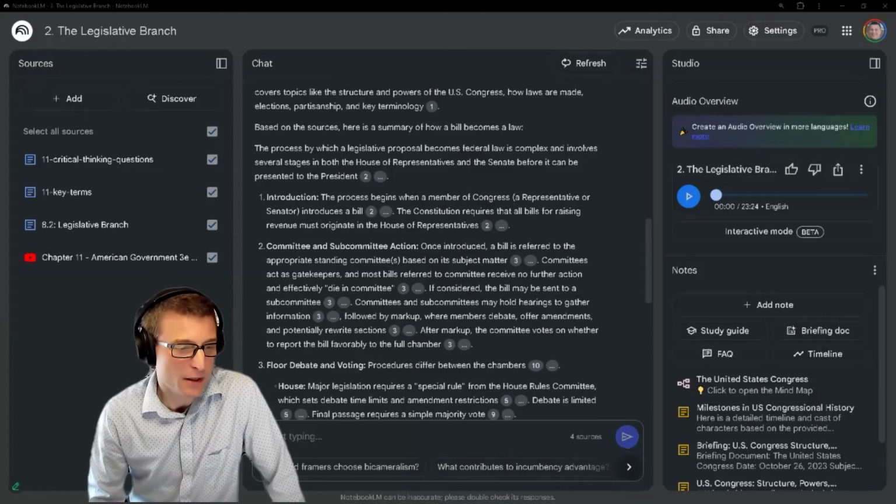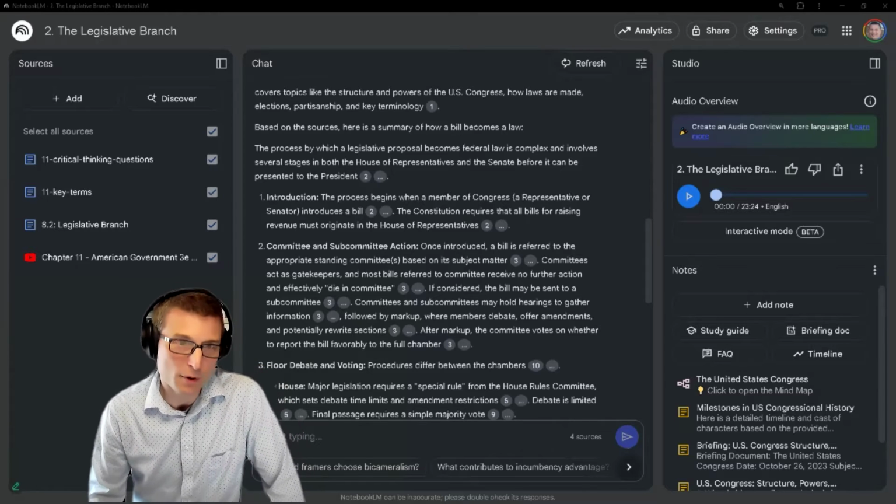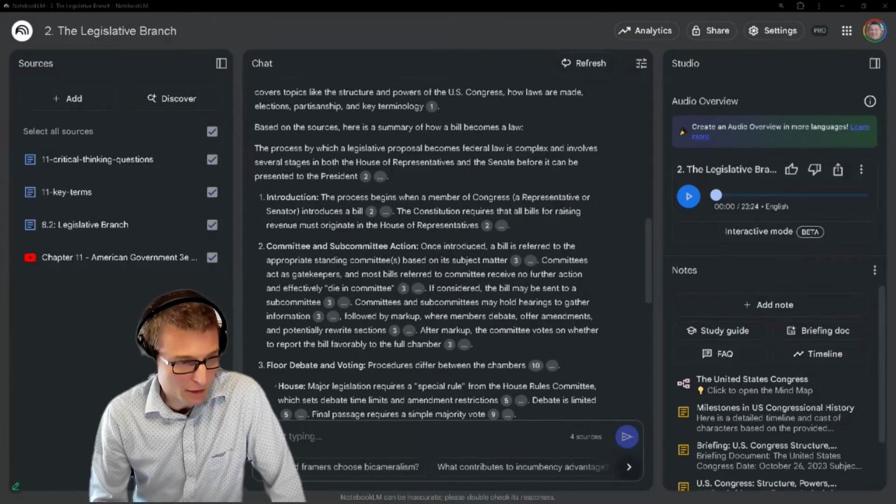Introduction of the bill. The bill can be introduced in either the House or the Senate, except for revenue bills, which must originate in the House. The member who introduces that bill is a sponsor.